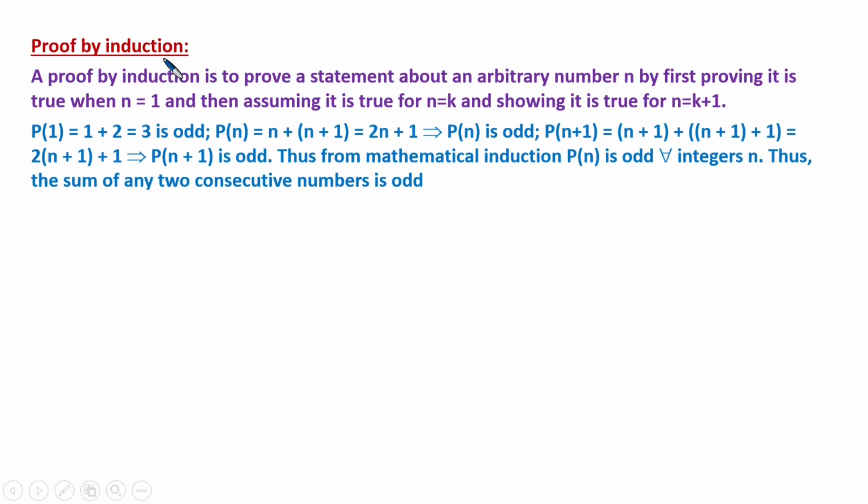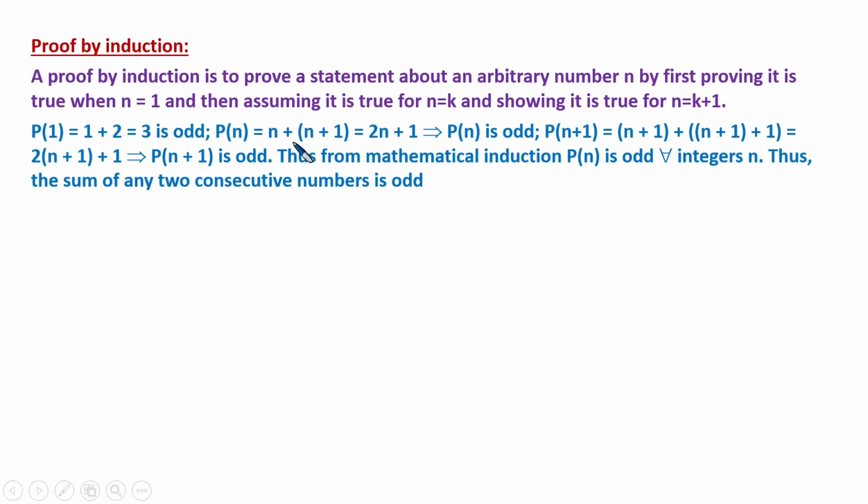Now proof by induction. A proof by induction is to prove a statement about an arbitrary number n by first proving it is true when n equal to 1, and then assuming it is true for n equal to k, and showing that it is true for n equal to k plus 1. So first we prove it for P1, for n equal to 1. So 1 plus 2 is 3. This is odd. So this is true. And I assume Pn, the number n and the consecutive number n plus 1, that is equal to 2n plus 1. That is, Pn is odd.